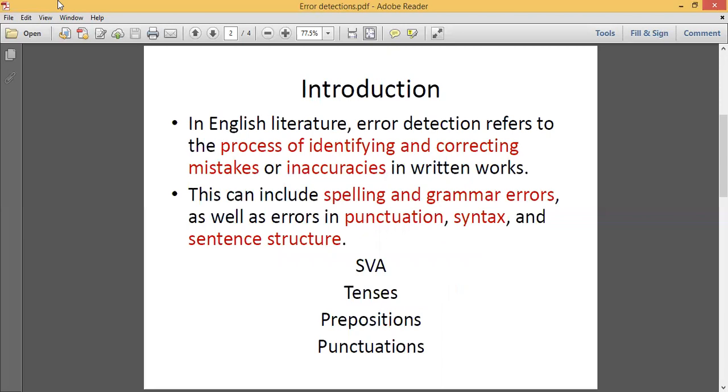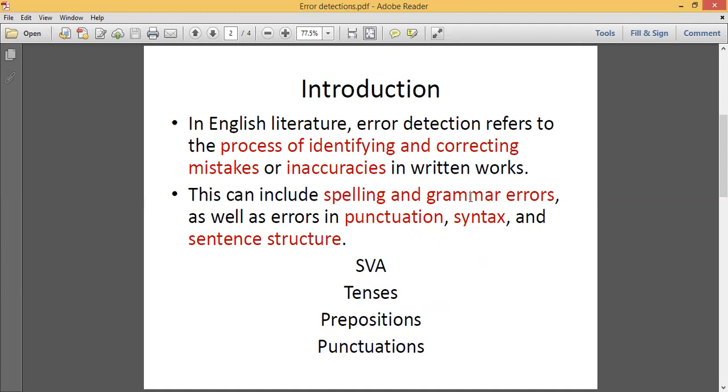So a bit of introduction. In English literature, error detection refers to the process of identifying and correcting mistakes. It's a process, all right? It's a process of identifying, पहचानना, and correcting, making a correction of the mistakes that have been there in the sentence or inaccuracies in written works. All right. So this can include spelling and grammar errors.